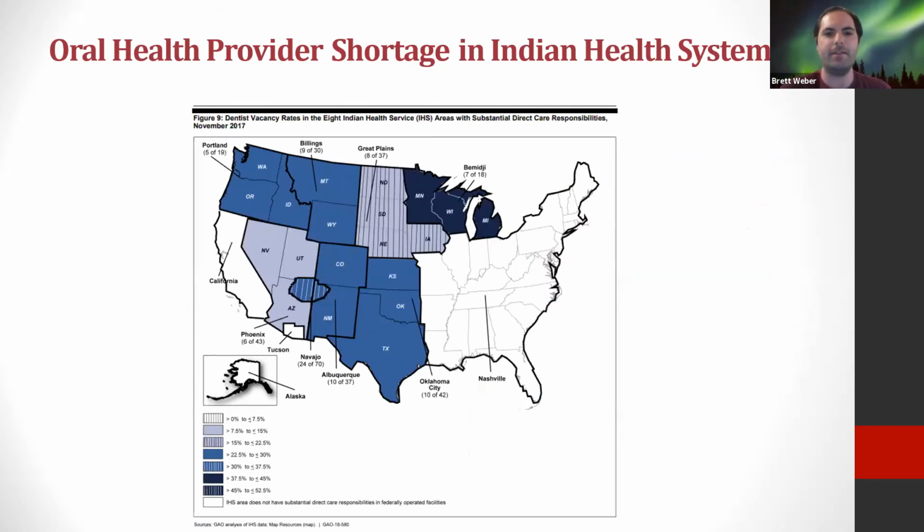And I want to explain this graph a little bit. So the Government Accountability Office, the GAO, is an independent entity that responds to basically questions or concerns that Congress or the administration have with a particular issue. And so in 2018, a GAO was asked to look at provider shortages within the Indian health system.